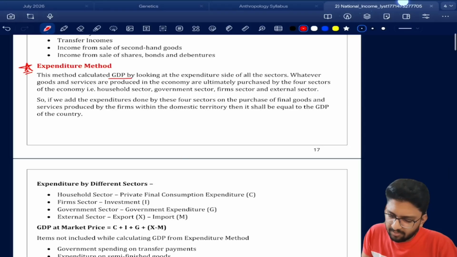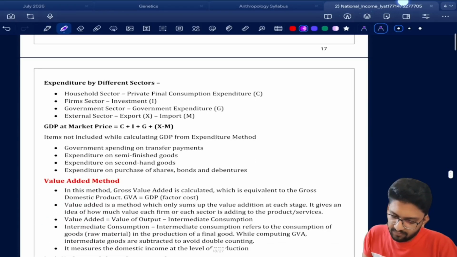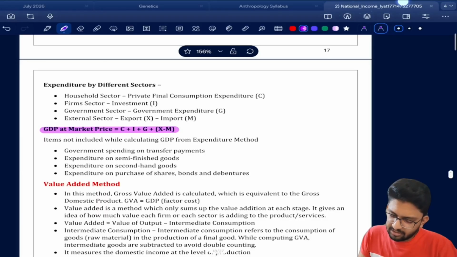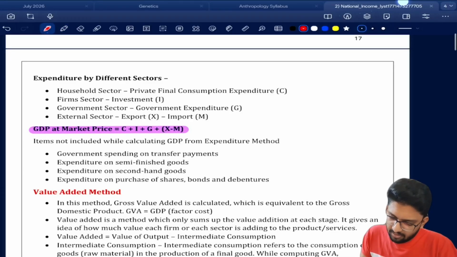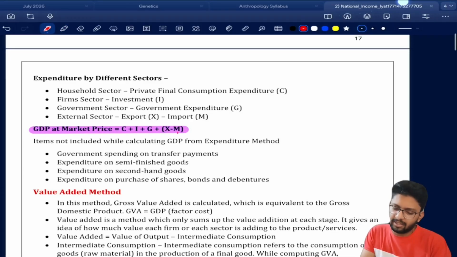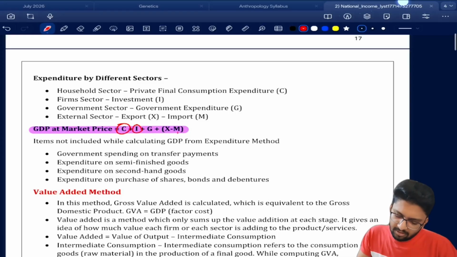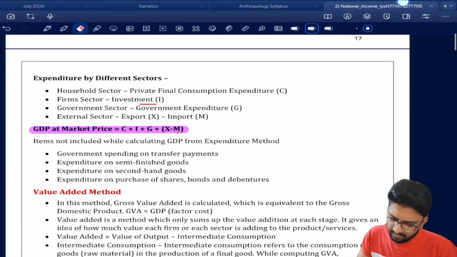This expenditure method is very important. This method calculates GDP by looking at the expenditure from all the sectors. Whatever goods and services are produced in the economy are ultimately purchased by the four sectors of the economy. If we add expenditures, this is very important. GDP at market prices is equal to, what I remember, C + I + G + X - M, where X minus M is net exports, or exports minus imports, C is consumption, I is investment, and G is government spending. Consumption, investment, government spending. Okay, fine, we are correct.